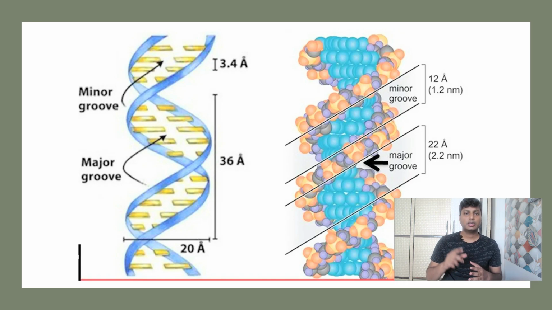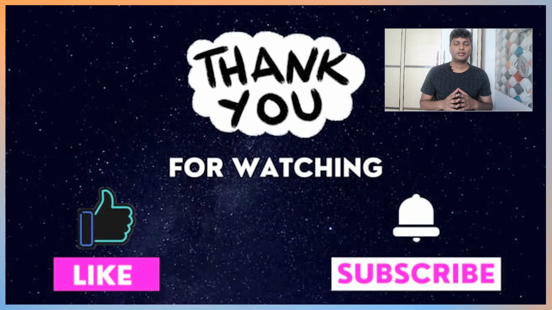Now dear students, the length of a single turn is around 36 Angstroms. At the same time, the distance between two consecutive base pairs is 3.4 Angstroms. Now what do we mean by a base pair? A base pair is nothing but the two nitrogen bases which are connected to each other. Likewise, the distance between the two consecutive base pairs is 3.4 Angstroms. This is known as the pitch of the DNA. Now dear students, there are 10 base pairs in a single turn. So dear students, that was about the structure of DNA.